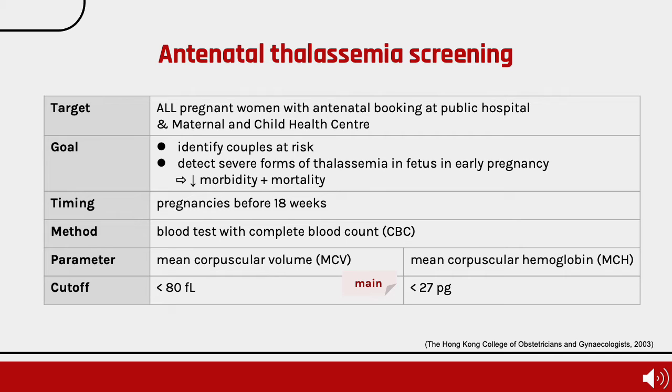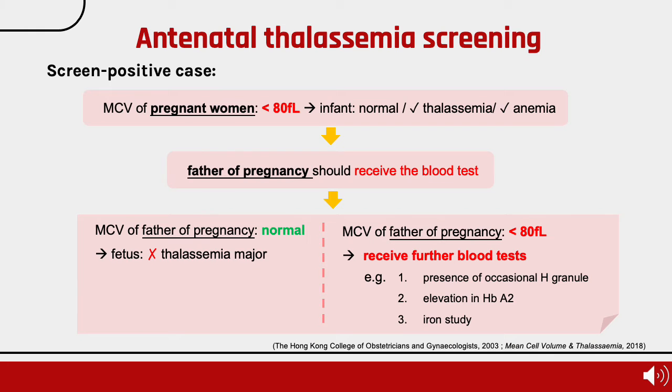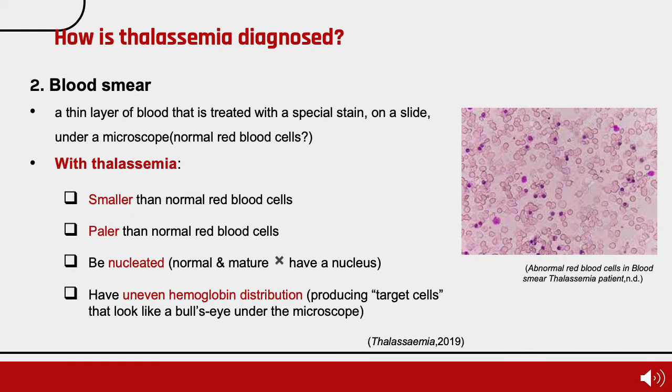If the MCV of a patient is lower than 80 femtoliters, he or she is suspected to be suffering from thalassemia. When the MCV of a pregnant woman is lower than normal, the father should also receive the blood test to clarify whether the infant is suffering from thalassemia or not. Unfortunately, thalassemia carrier couples who test positive have a 25% chance of giving birth to offspring suffering from thalassemia major.